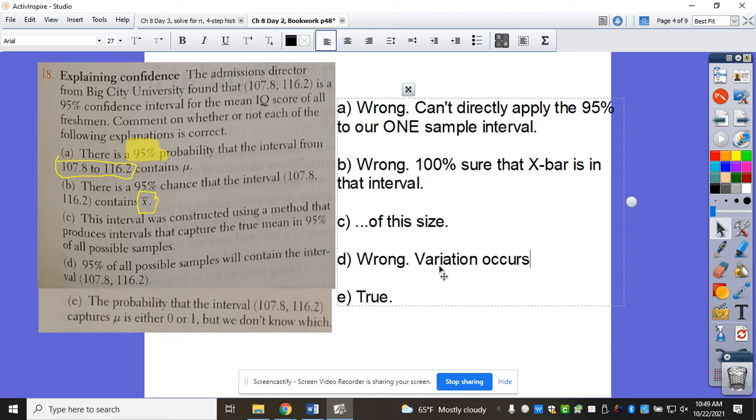Other questions with this problem? I'm taking time to spend a lot of time on this problem on purpose. Yeah. Can you explain A again? Okay, so A and E are talking about the same thing. I threw that one hula hoop. There's not a 95% chance now that that one hula hoop landed because it either did or it didn't. So you can't ever apply your 95% directly to my one interval that I just made. You only apply the 95% if I threw hula hoops all day. 95% of the hula hoops would be there. Questions?